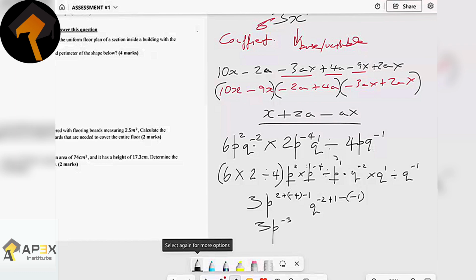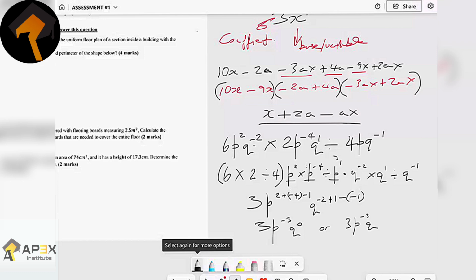2 plus negative 4 is negative 2. Negative 2 minus 1 is negative 3. And then you have q. Negative 2 plus 1 is negative 1. Negative 1 plus 1 is going to be 0. Now, some of you wrote 3p to the minus 3, q to the 0, or you could just simply write 3p raised to the minus 3.